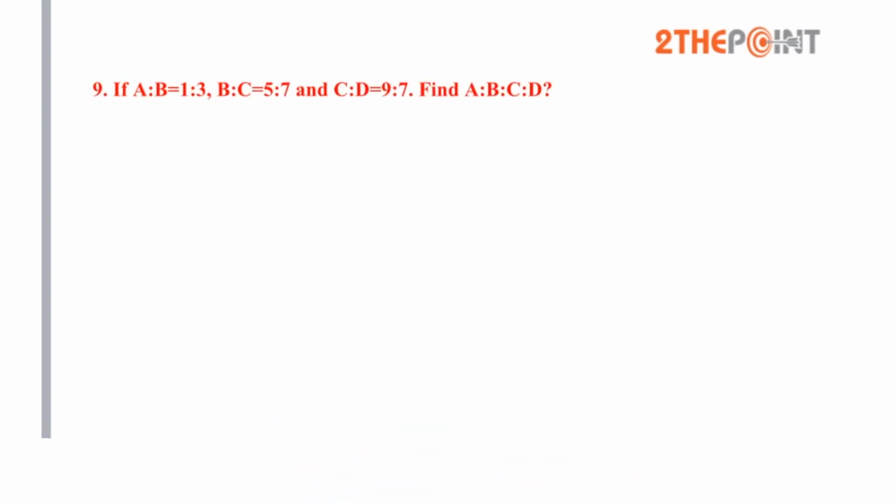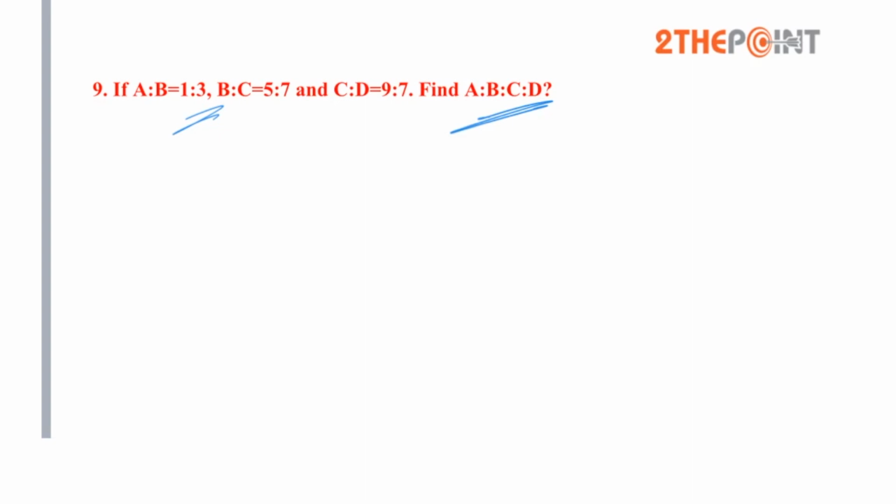If A is to B is equal to 1 is to 3, B is to C is equal to 5 is to 7 and C is to D is equal to 9 is to 7, find the ratio of A is to B is to C is to D. If we follow the usual method, finding the LCM and then finding out the ratios, it is a long process and time consuming. So let's follow a shortcut method.